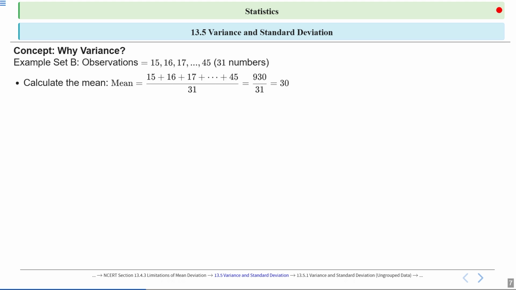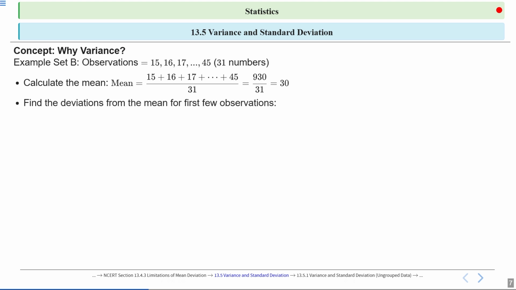Now we need to calculate the mean. The mean equals the sum of all the numbers from 15 to 45 divided by the total number of values, which is 31. So 15 plus 16 plus 17 plus ... plus 45, divided by 31. The sum of 15 to 45 is 930, so the mean is equal to 930 divided by 31, which is equal to 30.